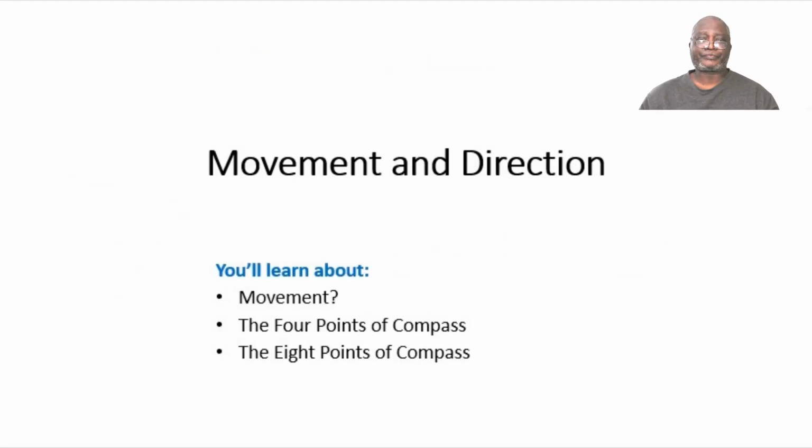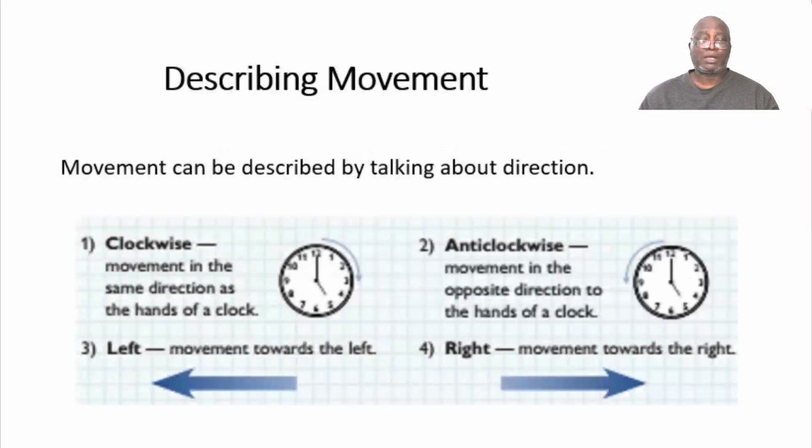You can do it. Let's look at movement and direction. You will learn about movement, the 4 points of compass and the 8 points of compass. Let's describe movement. Movement can be described by talking about direction. You can move clockwise, and that's the definition. You can see the arrow, or you can move anti-clockwise. That is moving towards the right or moving towards the left.